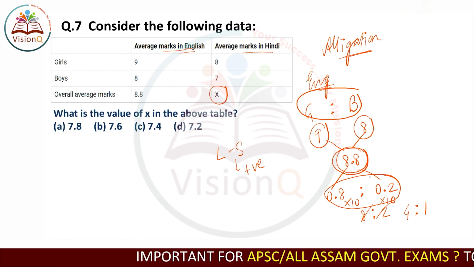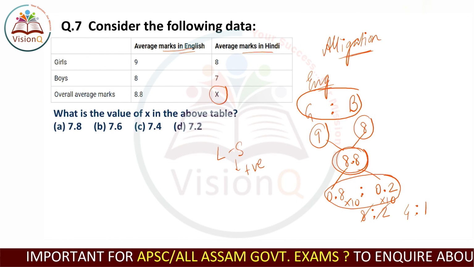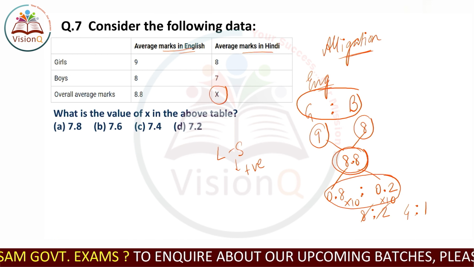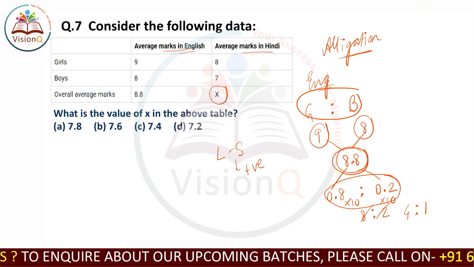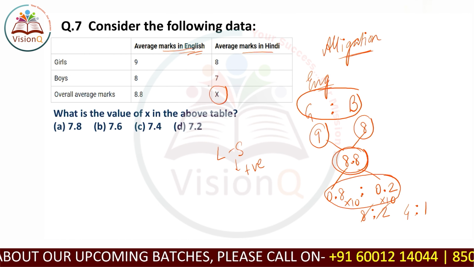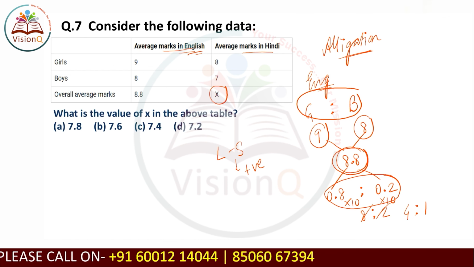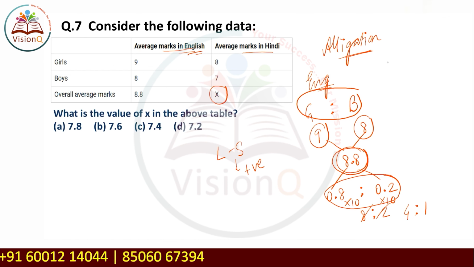In the allegation topic, the ratio of the quantities is always what is important. You don't want the exact value of the quantities, you just want the ratio of the quantities, which is 4:1. Now from the average marks in English, I have found the ratio of girls and boys, which is 4:1. Now apply this ratio of girls and boys in the next part, which is the average marks in Hindi.